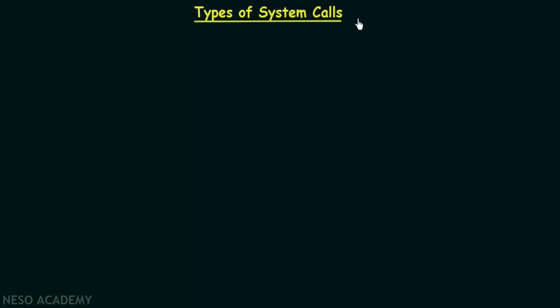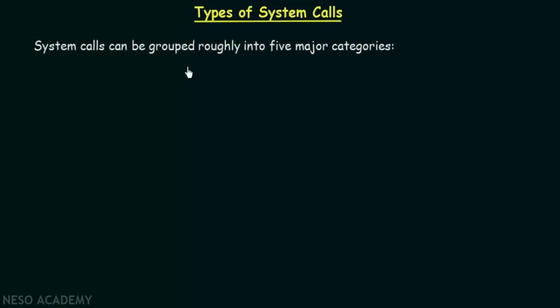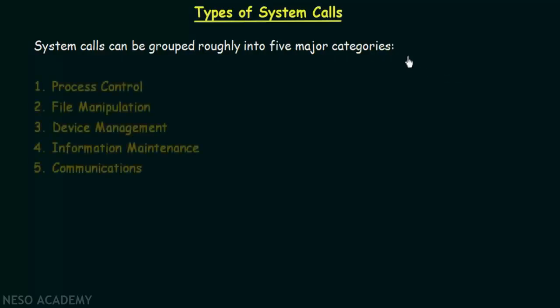In the previous lecture, we have studied about system calls, and in this lecture, we will be seeing the types of system calls. So system calls can be grouped roughly into 5 major categories. So we'll be seeing how we can group our system calls into these 5 categories, and what the differences are between these categories of system calls.